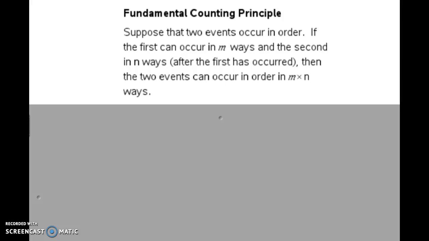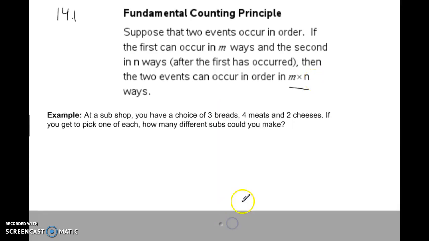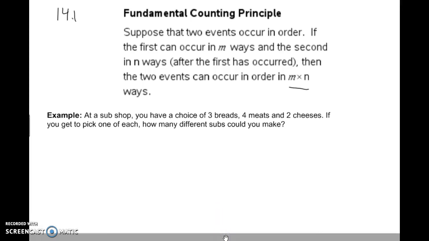So today we're talking about section 14.1, and this is the fundamental counting principle. This is basic probability here. The key here is when two events occur in order, you can multiply them. I'm going to show you why that's true. So we'll take a kind of a typical question here.